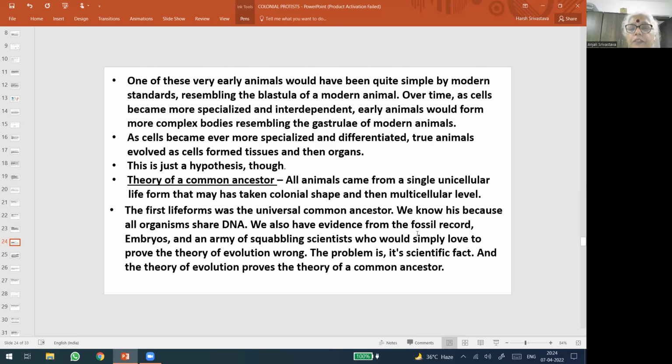We also have evidence from the fossil record, embryos, and an army of squabbling scientists who would simply love to prove the theory of evolution wrong. The problem is it's scientific fact, and the theory of evolution proves the theory of a common ancestor.